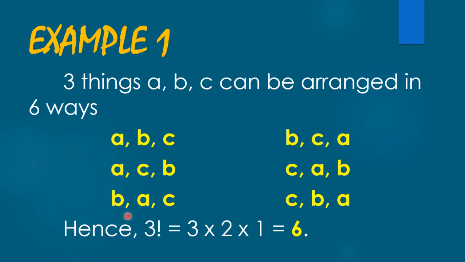Or we have the given 3 things, A, B, and C. So we have 3 factorial. That means from the number 3, so that's n times n minus 1. So our n is 3, minus 1 is 2. N minus 2 will be 3 minus 2 is 1. So we have 3 times 2 is 6, times 1 is 6. So again, we have 6 ways.